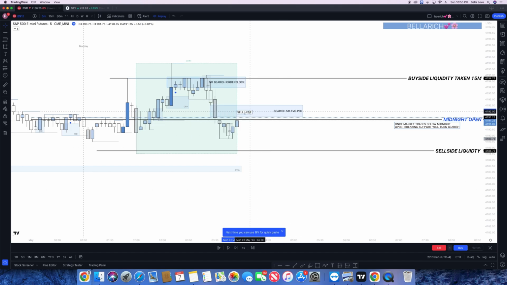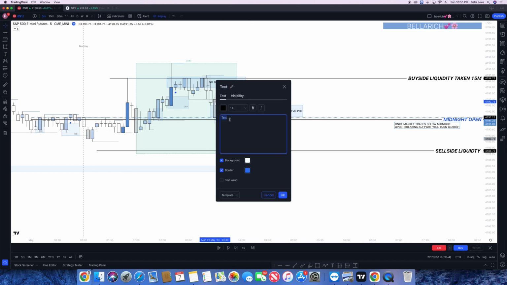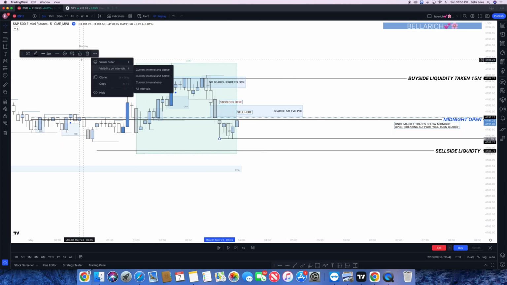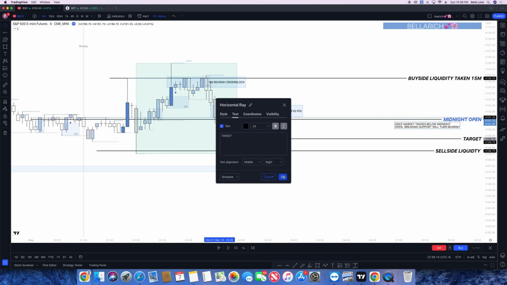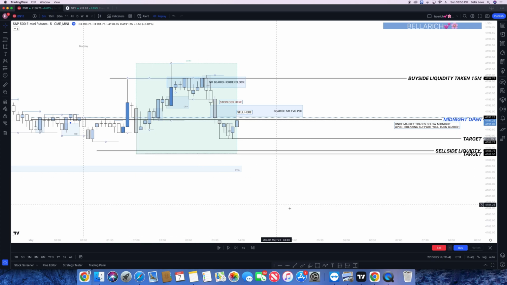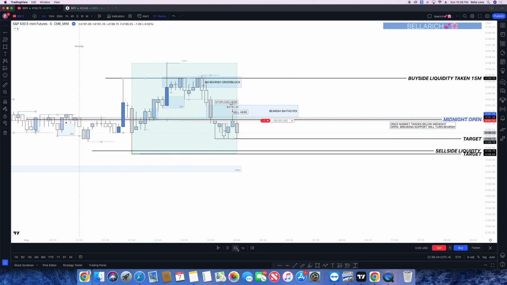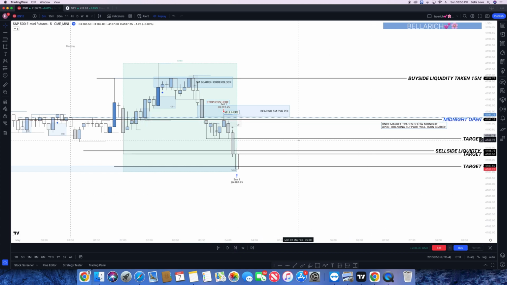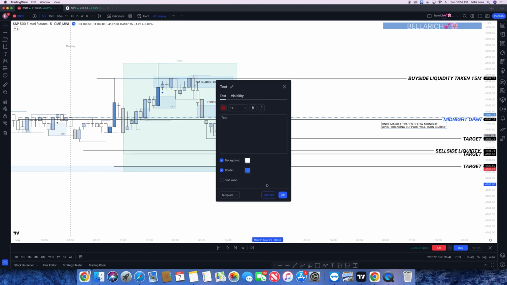If you guys have not watched my video on breaker blocks, I did make a video on breaker blocks, which I will tag below. You guys can go and watch that. But from here, I started to have my targets towards swing lows. I added another target here because the momentum was pretty strong. So you guys see a $4 drop on ES, which is pretty cool. All you need is 5 points a day anyways.